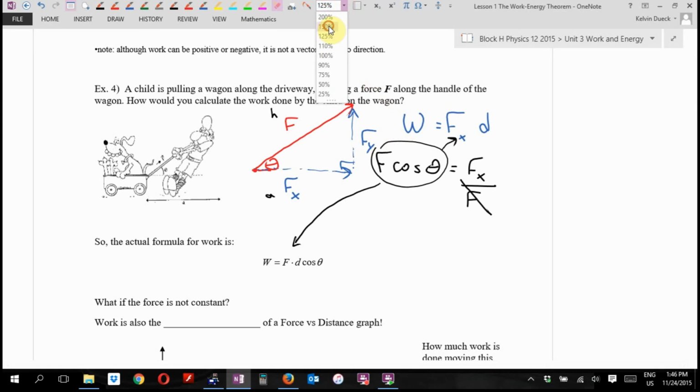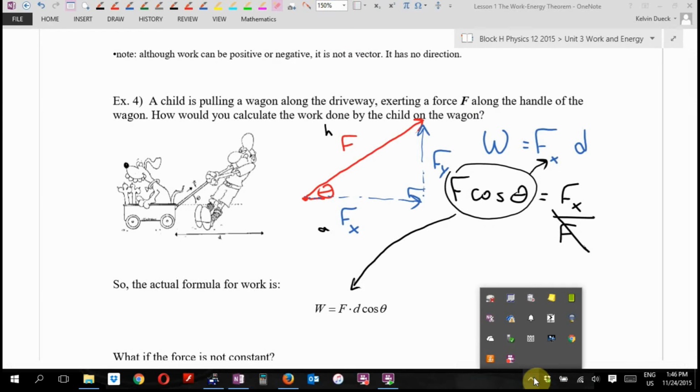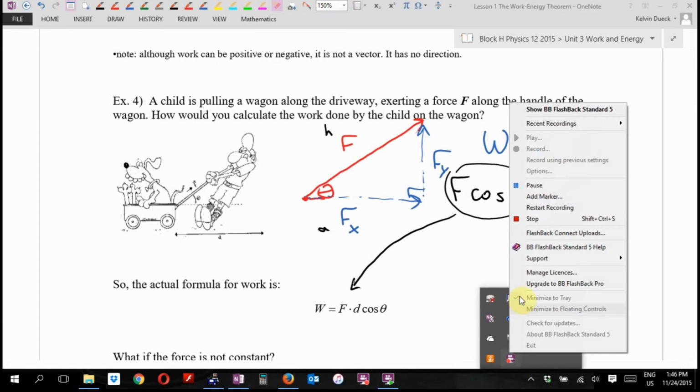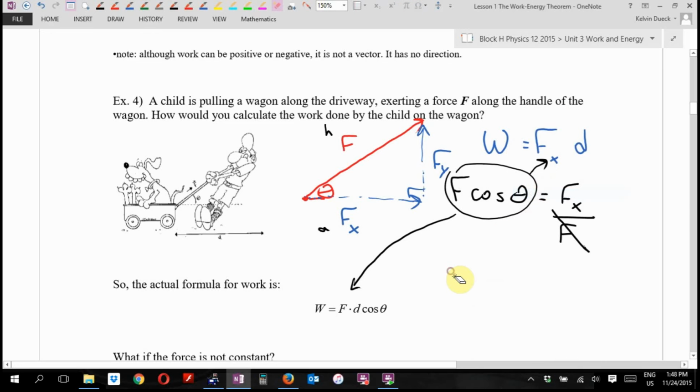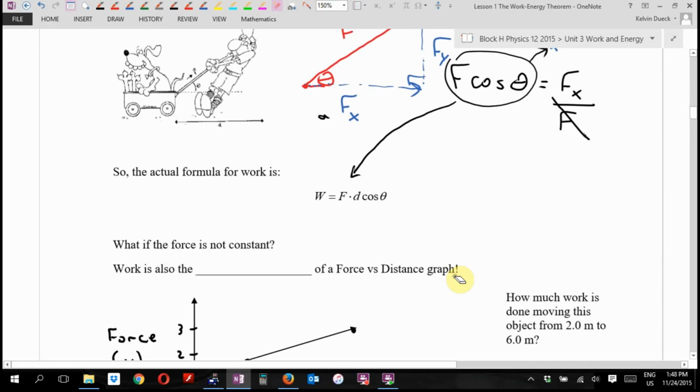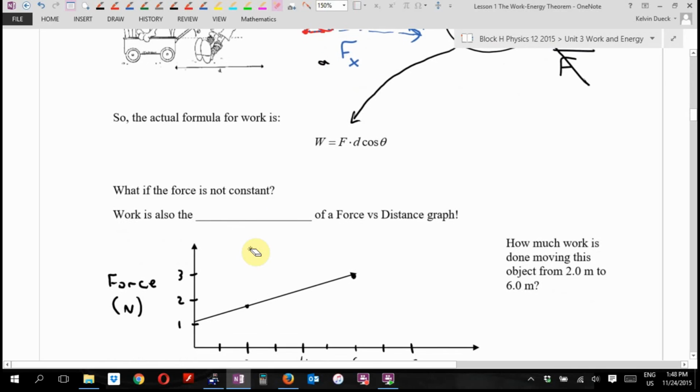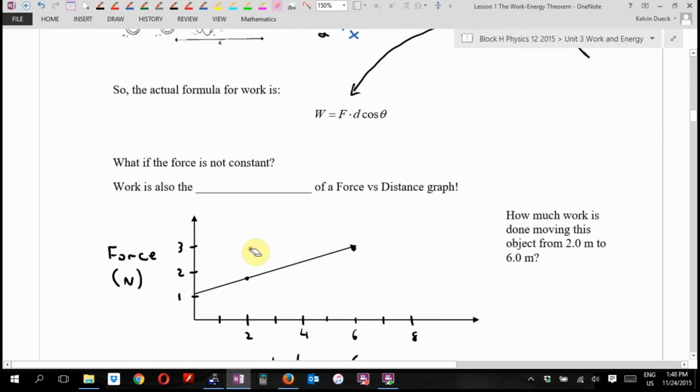First of all, let's make this big again, Mr. Duke. What we avoided last year, Mitchell, is, hey, what if the force is not constant? What if it's a changing force? And this is the one we're going to be using an awful lot this year. This is important. It turns out, Clay, that work is also the area under a force versus distance graph.